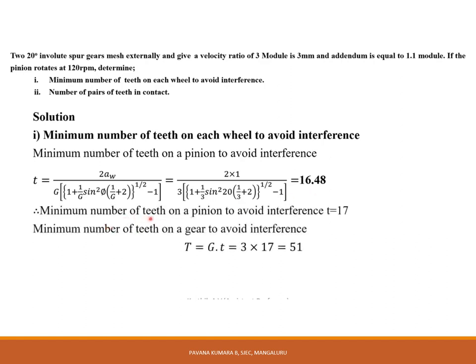Next, once you find the minimum number of teeth, you can easily find the number of teeth on gear. So how to find it? This is rounded up, why? Because the teeth cannot be a fraction, so you just take the approximate number close to that number. That is, 16.48 is nothing but 17. Then find capital T. How to find capital T? G is known. So G is equal to capital T divided by small t. From that we can determine capital T is equal to 51.